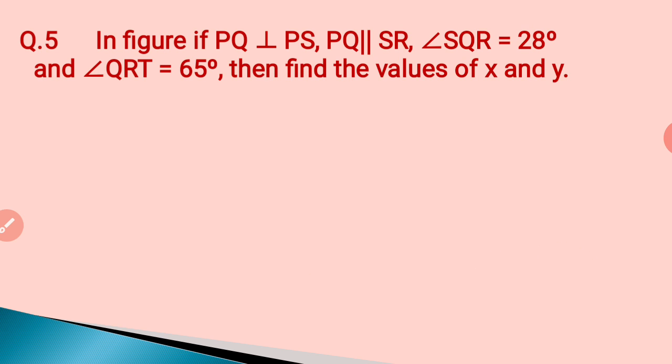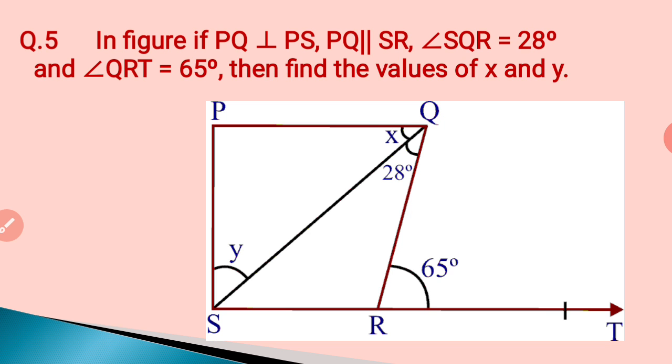Here question number 5 is: you have been given a figure and they tell you that PQ is perpendicular to PS. Moreover, PQ is parallel to SR also. A few measures of angles are given. They are angle SQR, that is 28, and angle QRT as 65 degrees. We are told to find the values of X and Y. So let us go on finding the values one by one.